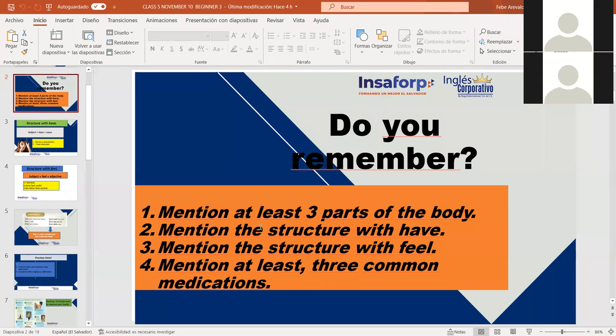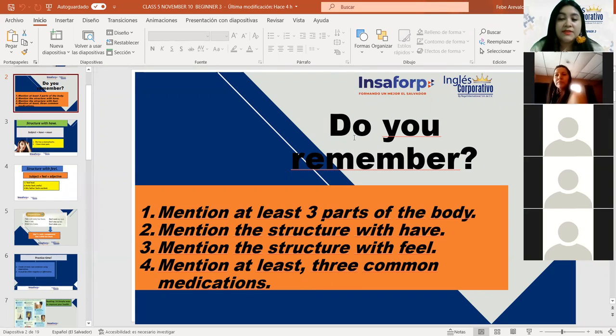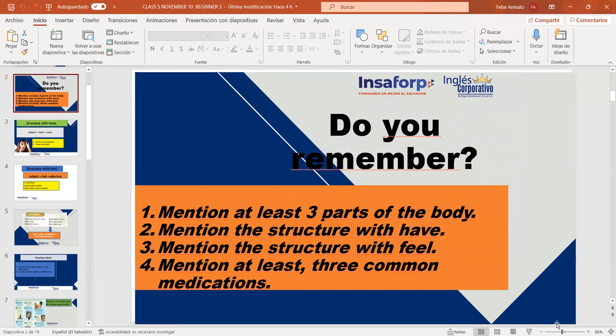Mention at least 3 common medications, all right? Do you remember that yesterday we saw the vocabulary related to common medications? Let's see, Lady Ventura, tell me 3 common medications that you remember. Aspirin, antacid, eye drops. That's correct. Excellent, lady. Very good.